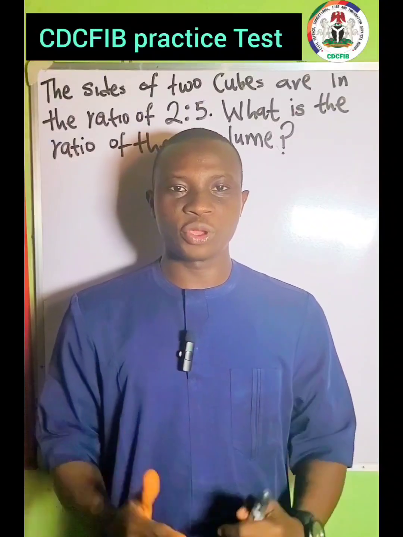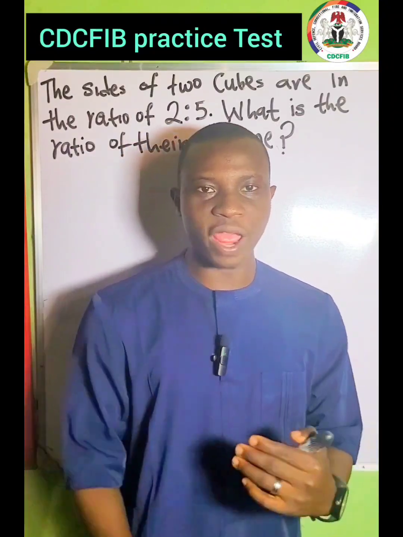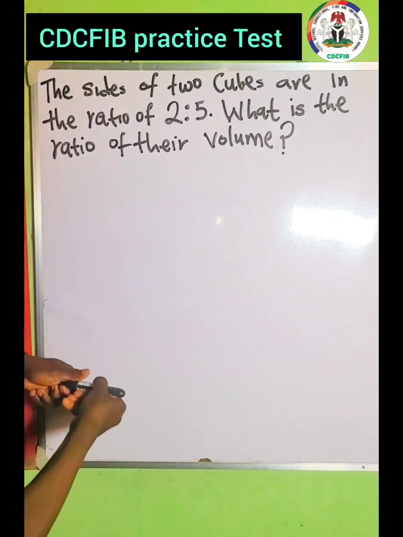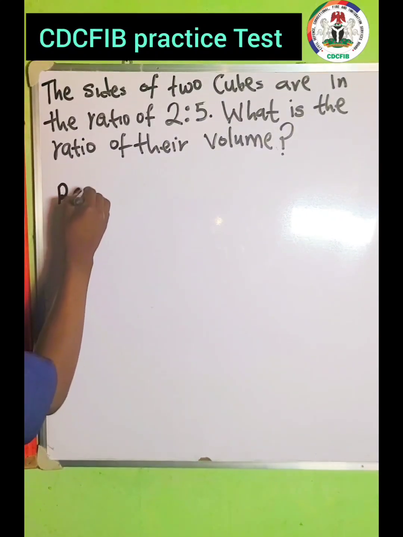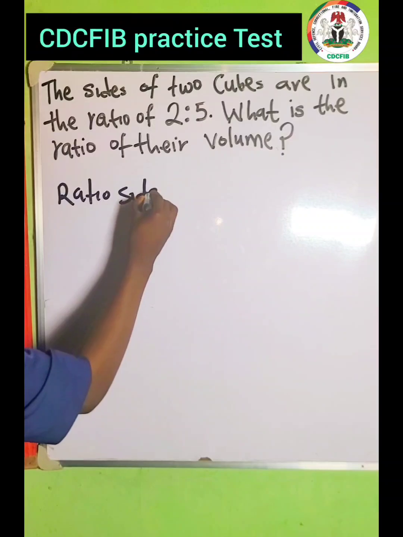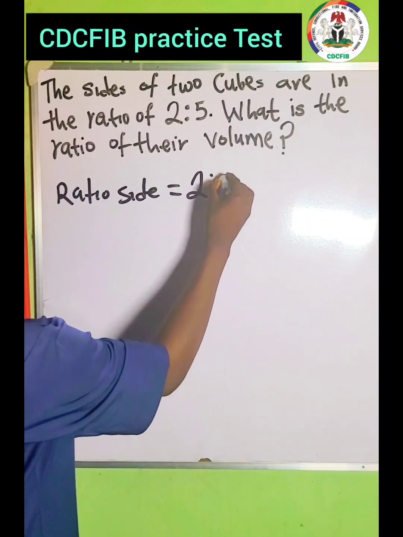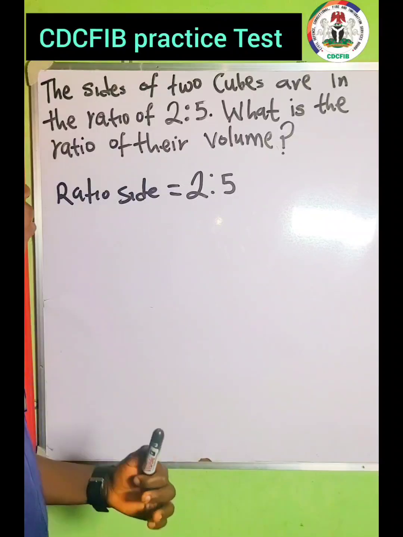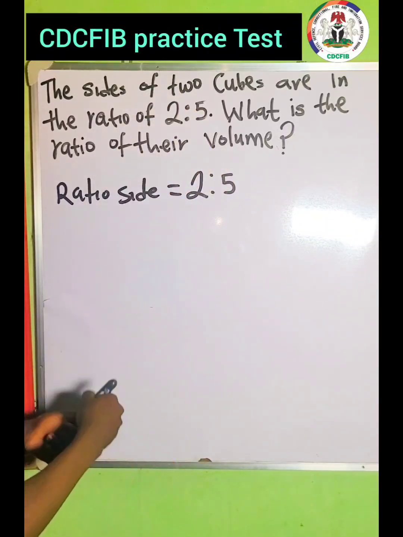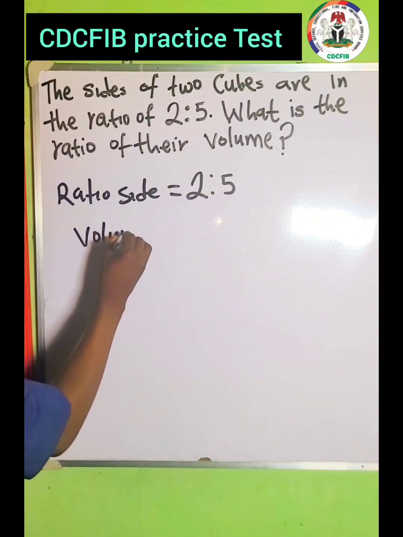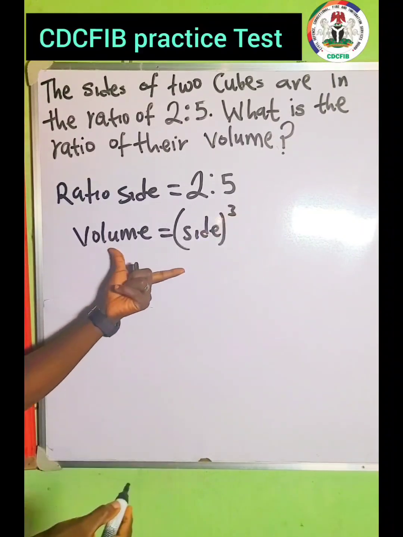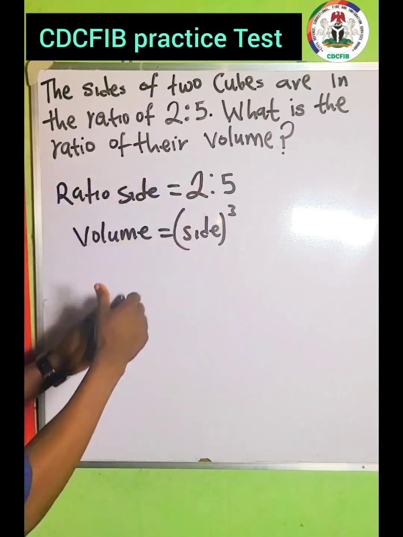The sides of two cubes are in the ratio of 2:5. Then what is the ratio of their volume? So the first thing, if you look at the equation, the ratio of sides is going to be equal to 2:5. Then to calculate the ratio of their volume, we need to recall the volume of a cube formula. So the volume of a cube is equal to side raised to the power of 3. So this is the formula used to calculate the volume of a cube.